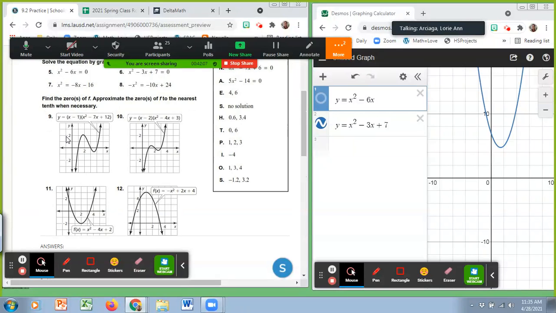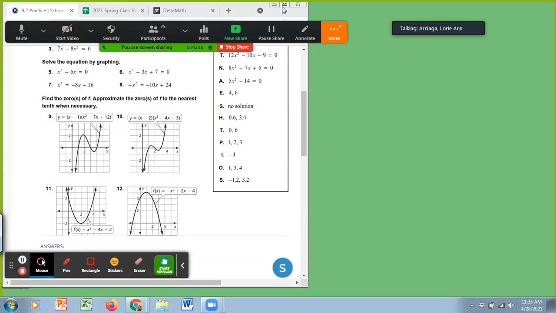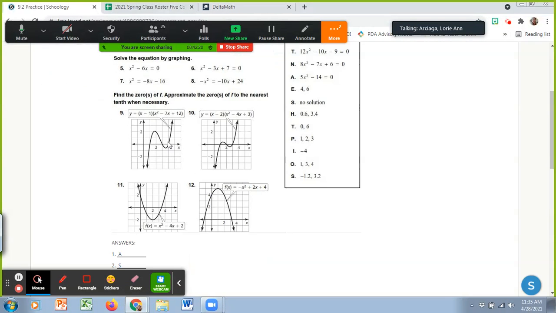Okay, now let's go to number 9. 9 through 12 is like 5 through 8, but they were just graphed for you already. So let me close decimals. We don't need that anymore. Now let's go back to here. For 9 through 12, you're just going to figure out where it crosses the x-axis. When you go to Algebra 2, you will be graphing these by hand. In Algebra 1, we stop with parabolas. So these are just your answers. Go ahead and find them for me in the choices.